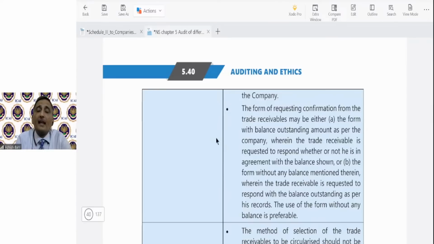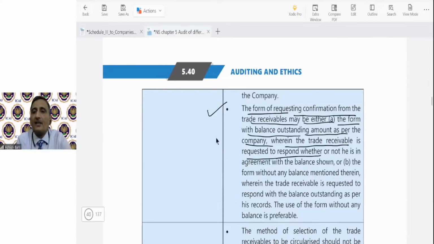So this important point, students, this we had also read in SA 505, that form of requesting confirmation from trade receivables may be either the form with the balance outstanding amount as per the company, where the trade receivable is requested to respond whether or not he is in agreement with the balance shown, or without any balance mentioned therein, where trade receivable is requested to respond with the balance outstanding in his records.